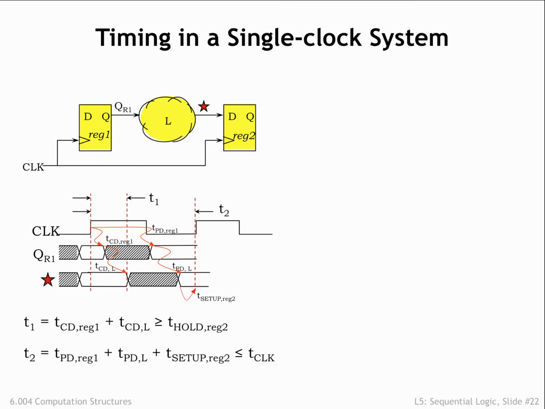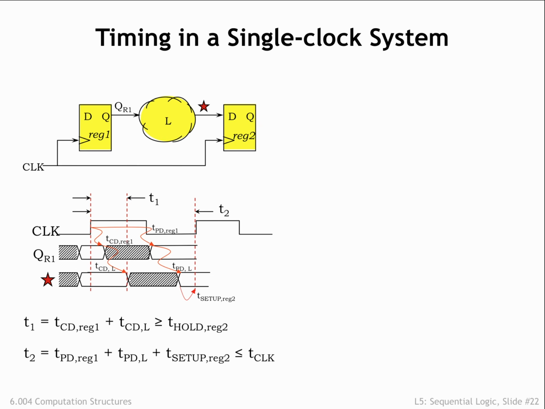Time t2 is the sum of the propagation delays for reg1 and the logic, plus the setup time for reg2. This tells us the earliest time at which the next rising clock edge can happen and still ensure that the setup time for reg2 is met. So t2 has to be less than or equal to the time between the rising clock edges, called the clock period or t-clock. If the next rising clock edge happens before t2, we'll be violating the dynamic discipline for reg2.